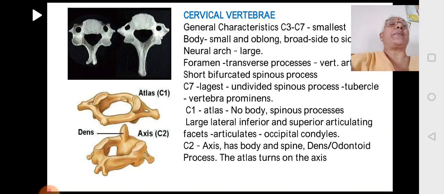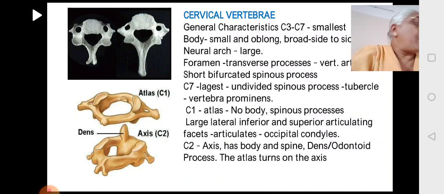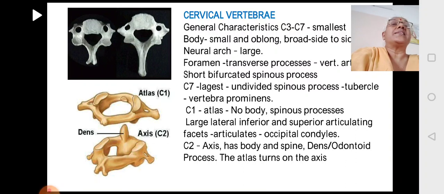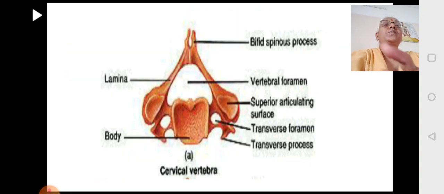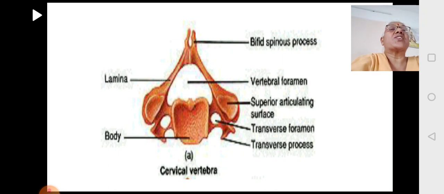The third to seventh are typical cervical vertebrae. The body is oblong. The neural spine, that is the spinous process, is bifid, and the neural arch is big. In the seventh cervical vertebra, the spinous process is not bifid, and it is called vertebra prominens. And the cervical vertebrae have the foramen through which the vertebral artery will pass. So this is the picture of a typical cervical vertebra.